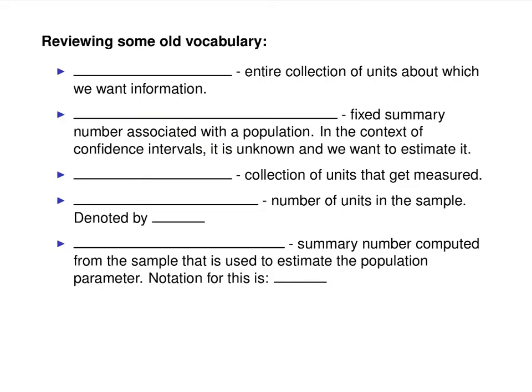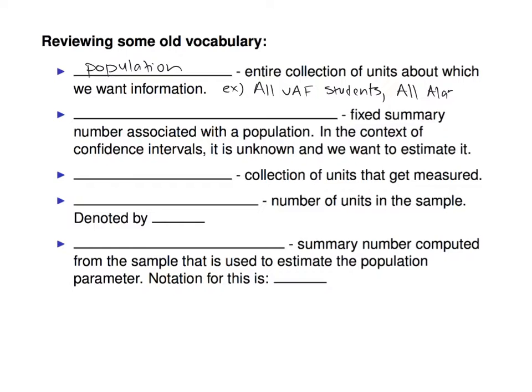Okay, so some old vocabulary. So blank is the entire collection of units about which we want information. That's the population, that other P word. So all UAF students, or all Alaskans, or all U.S. citizens, you know, all people of the world, something like that, okay, everybody.